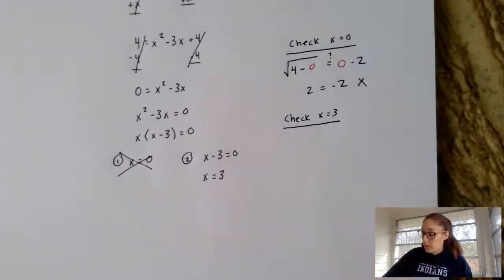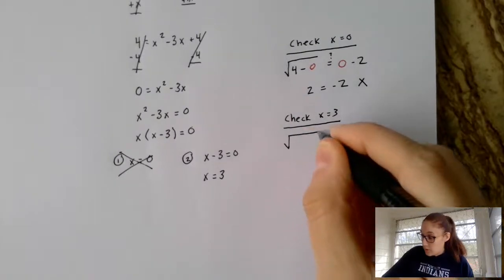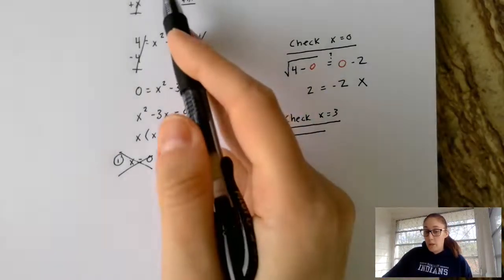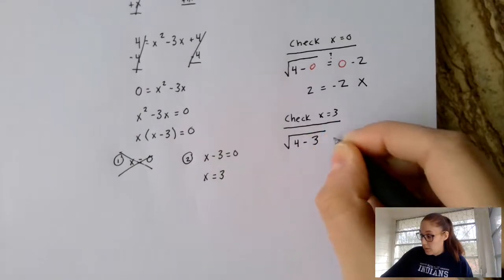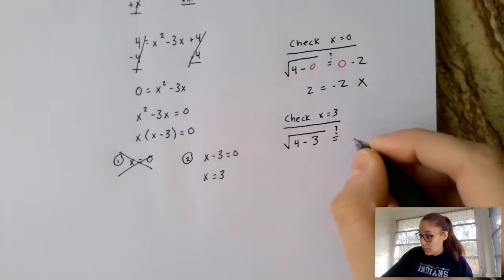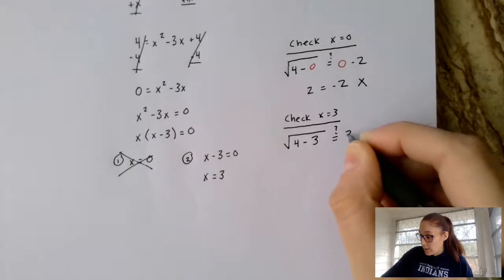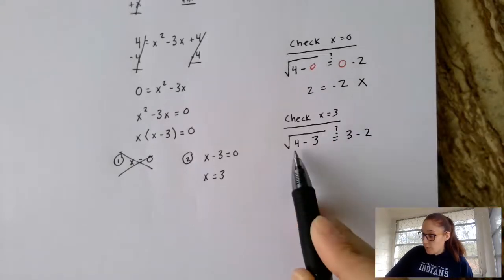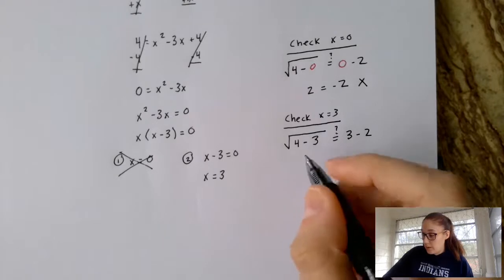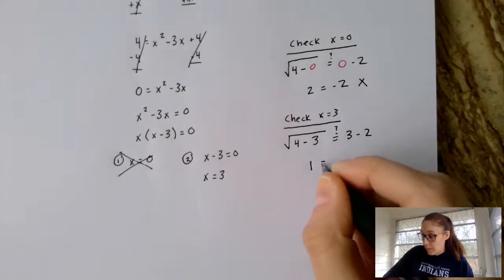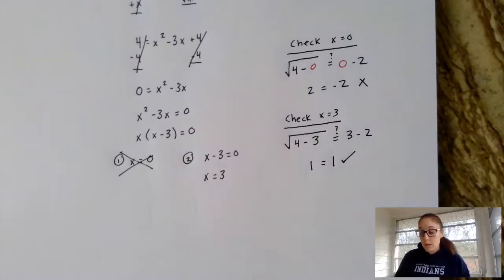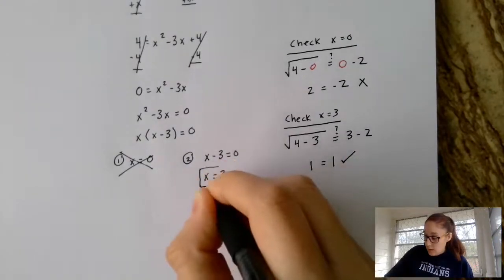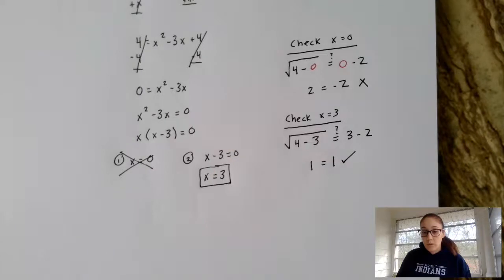Alright, so let's go ahead and plug into our original equation. So go back to the problem and plug in. So 4 minus 3, we want to figure out, does that equal the right side, 3 minus 2. So 4 minus 3 is 1, and the square root of 1 is 1. 3 minus 2 is 1. Okay, this one checks out. That means that the only answer is x equals 3.